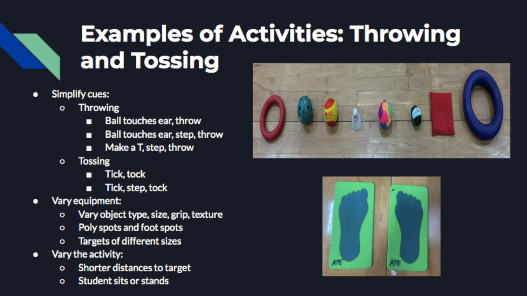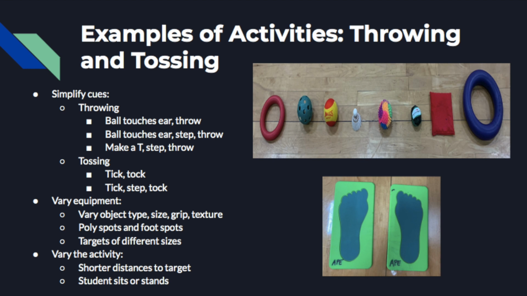The cue for stepping can be added once the student consistently demonstrates the arm movement. A more advanced student can work on turning their body sideways by making a T with their body. For tossing, you can use the cues tick-tock to describe the basic arm motion and then add in the cue for stepping when the student has grasped the arm motion.